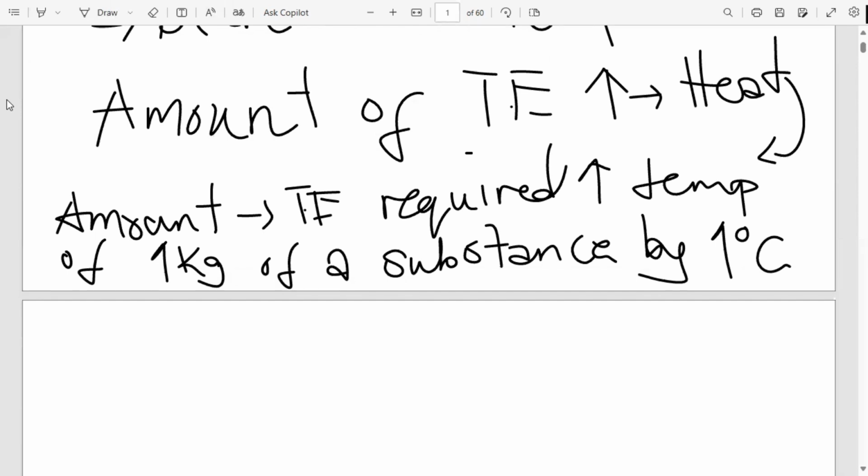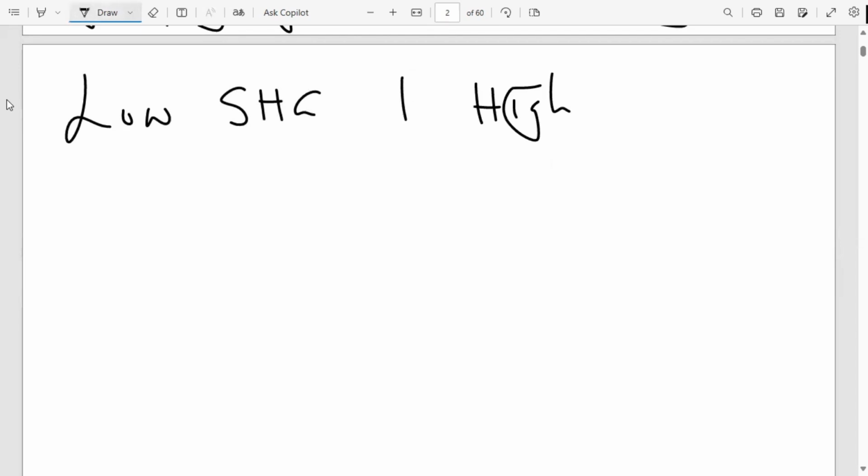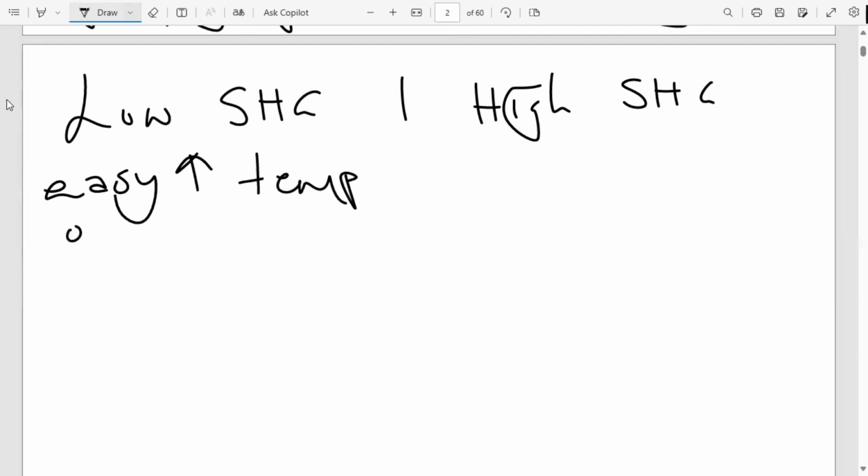And since different materials have different properties, you're going to find that the specific heat capacities of substances are going to differ. Some substances are going to have low specific heat capacity, whilst some substances are going to have what? A high specific heat capacity. So if a substance has low specific heat capacity, what does that mean? That means it is easy to raise the temperature of that substance.